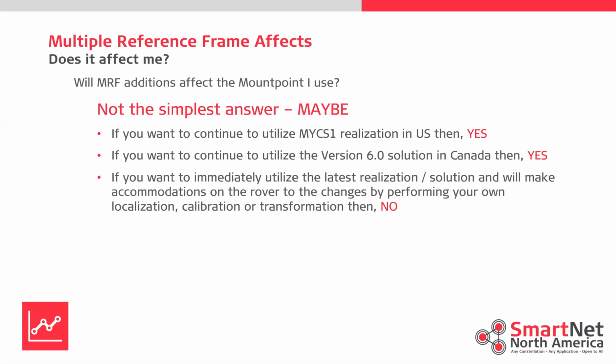If you want to immediately utilize the new realization or solution, you will need to make accommodations on the rover: your own localization, your own calibration, your own transformation. If you're going to make those changes and take care of it, then no, you don't have to change mount points. If you don't want to and you just want to run and roll with what the changes are, then you can leave the mount points as is and continue to operate. That's probably the safest method, again, so that you don't forget.